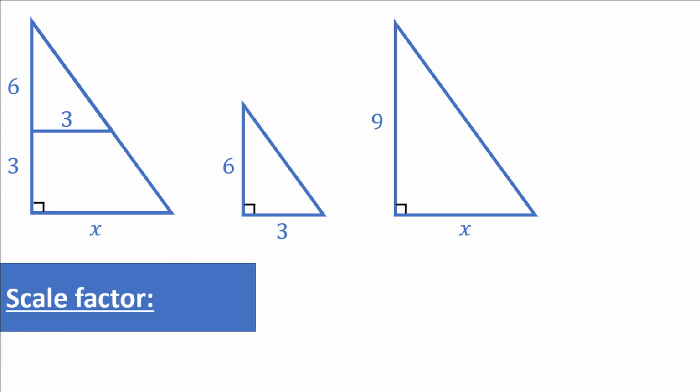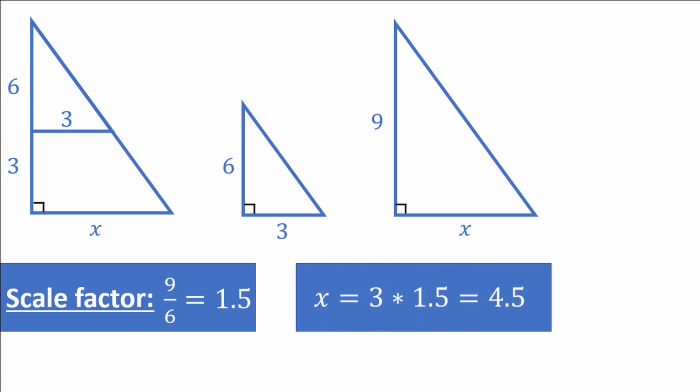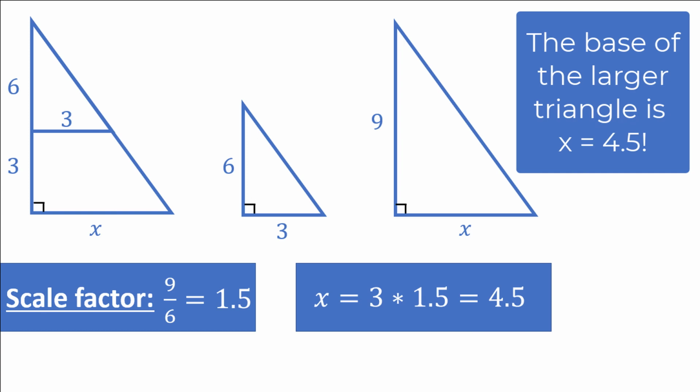What is the scale factor between the two triangles? Well, the scale factor can be found by dividing two corresponding known sides. If you take 9 and divide by 6, you will get the scale factor, which is 1.5. That means that the second triangle is 1.5 times larger than the first. That also means that the base of the larger triangle must be 1.5 times larger than the base of the first triangle. 3 times 1.5 gives us 4.5. So the base of the second triangle must be 4.5.